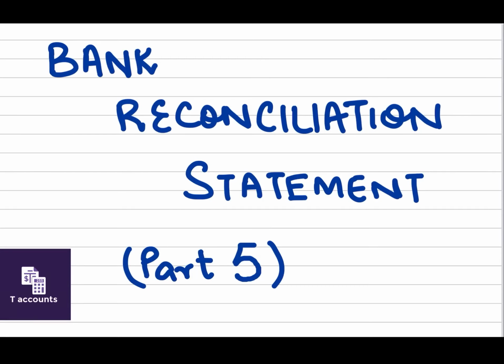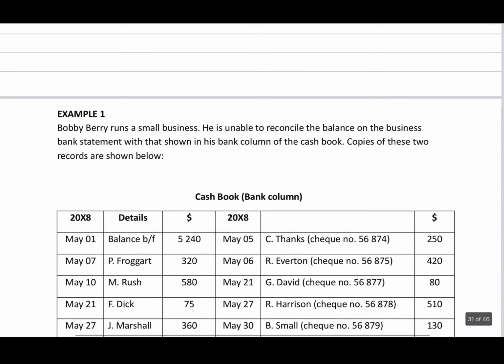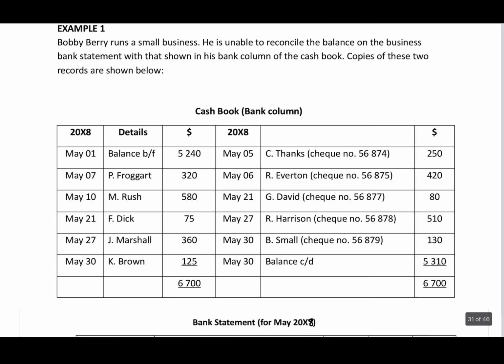Assalamu alaikum. So after learning about the process of preparing an updated cash book and a bank reconciliation statement, let's solve an example question so that we get an idea of how it's done.